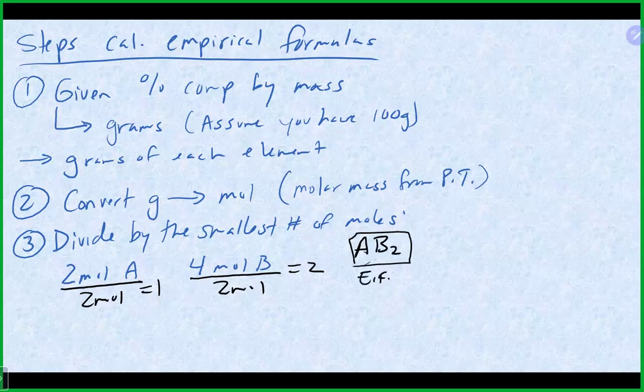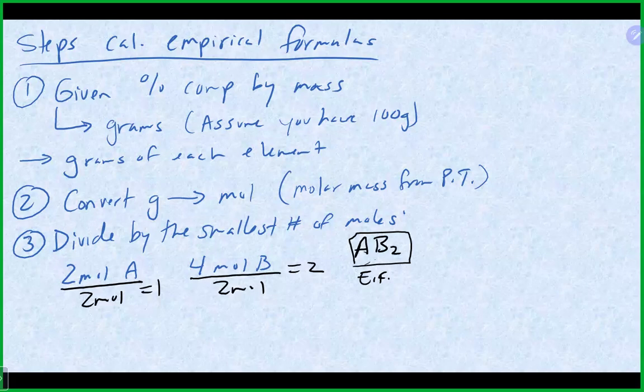Now, if you get a whole number or really, really close to a whole number, like maybe 1.99 or 1.98, maybe just a little bit over a whole number, 2.01, 2.03, those are close enough to round to a whole number.